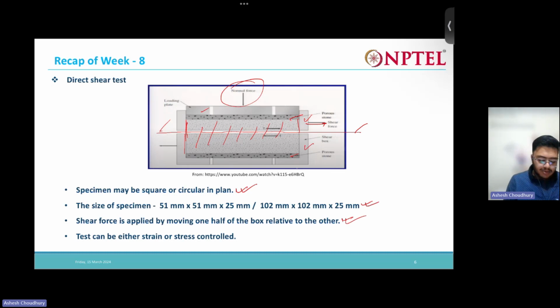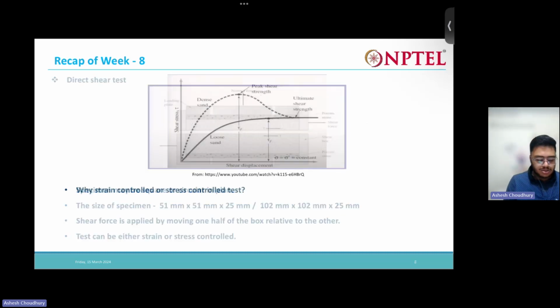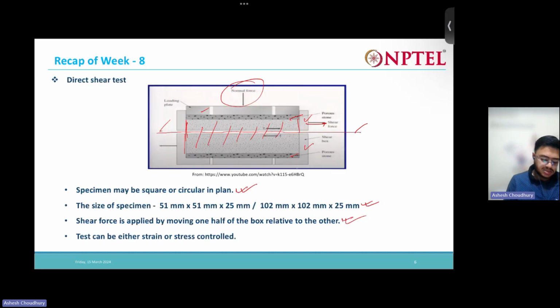Okay, as I said, this test can be either strain control or stress control. Strain control means you are giving some strain. You are making the relative movement of the box happen at a certain rate, say 1 mm per second, for example. And a stress control test is where we increase the shearing force little by little, so controlling the stress. So there is a strain control test or a stress control test.